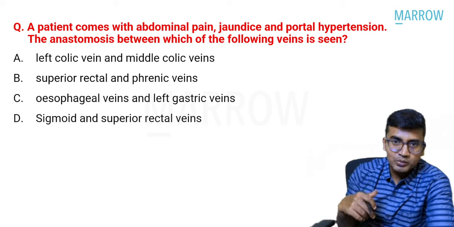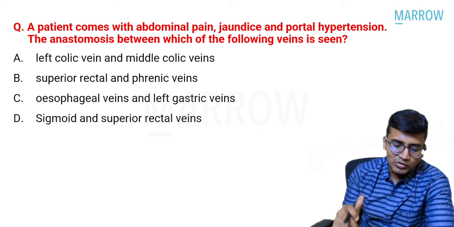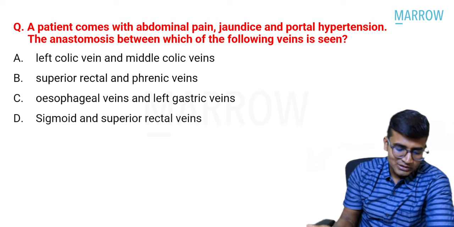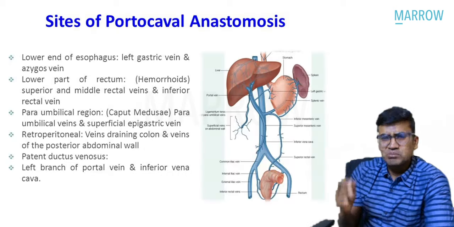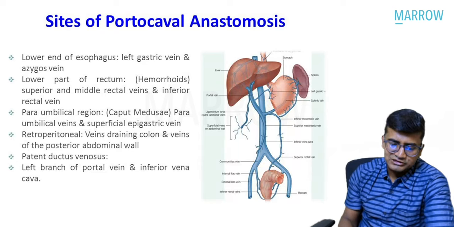C, esophageal vein and left gastric vein. D, sigmoid and the suprarectal vein. Now, they are asking about portal hypertension. That means we have to know about the portal caval anastomosis. These are the main areas you have to remember for the portal caval anastomosis.